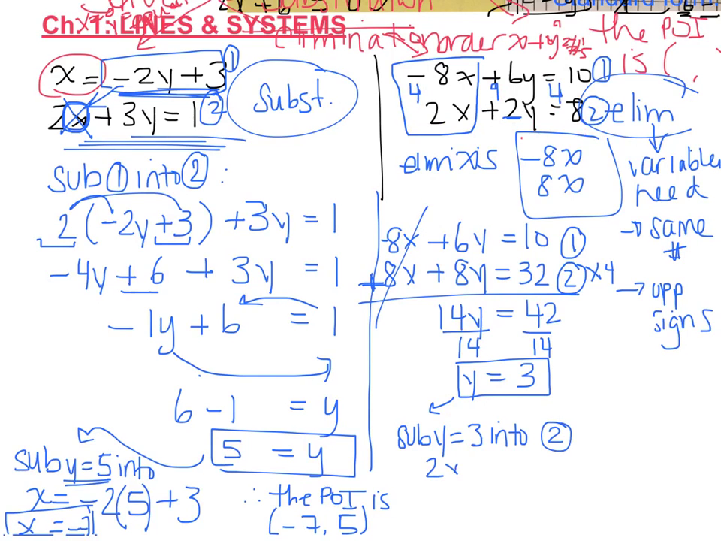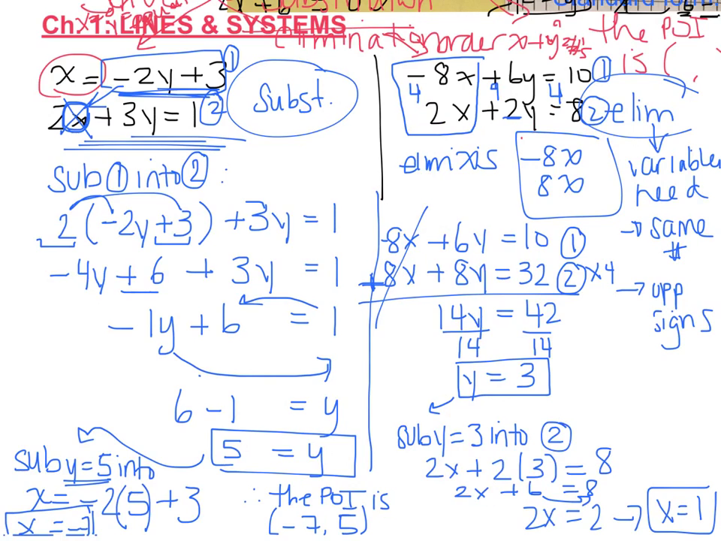So 2x plus 2y, well now I know y is equal to 3, is equal to 8. So 2x plus 6 is equal to 8. I'm going to move the 6 over. 8 take away the 6 is going to equal 2. So x is equal to 1. That's my x coordinate of the POI. So therefore the POI is 1, 3.